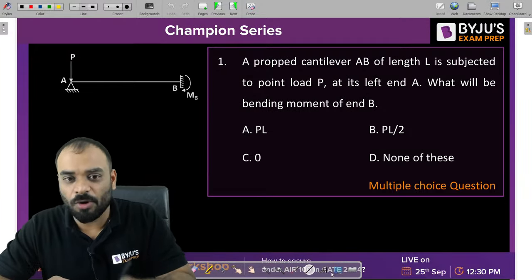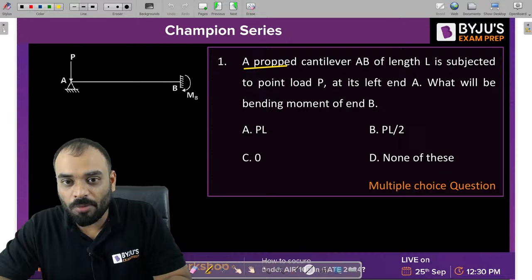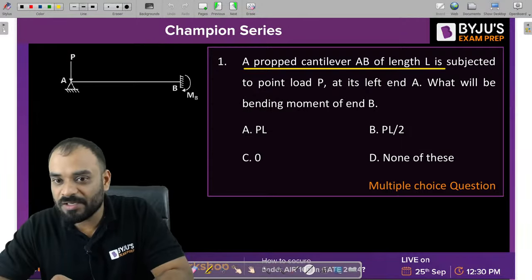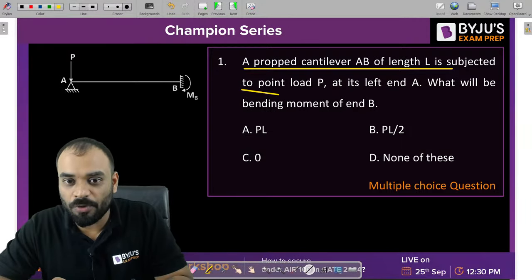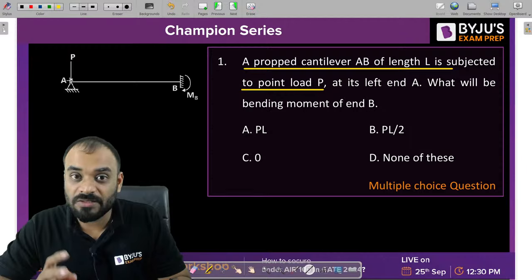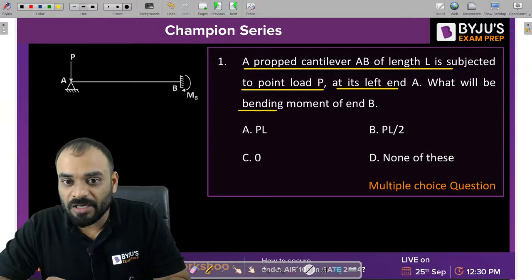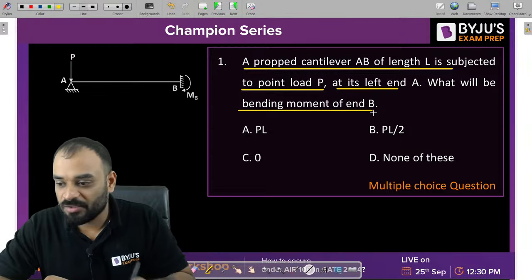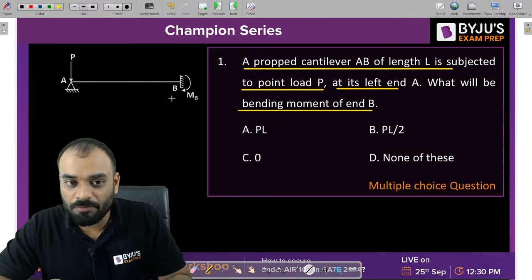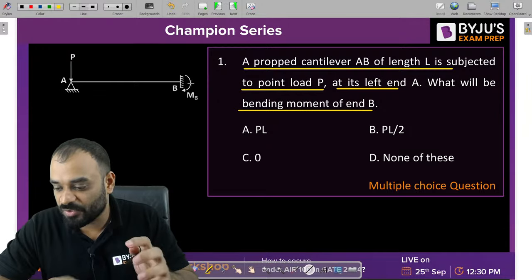And what is given in the problem, let's understand first. A propped cantilever is there guys whose span length is L and it is subjected to a point load which is basically P at the support itself, right? At this particular support a load is present, right? Now what will be the bending moment at end B? Now you need to tell me what is the value of bending moment at end B. That is the question guys.